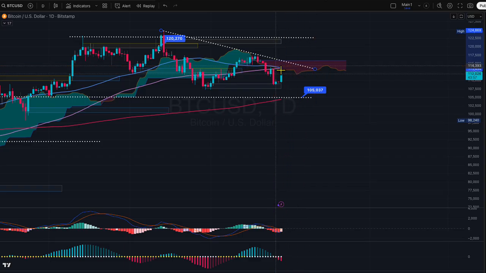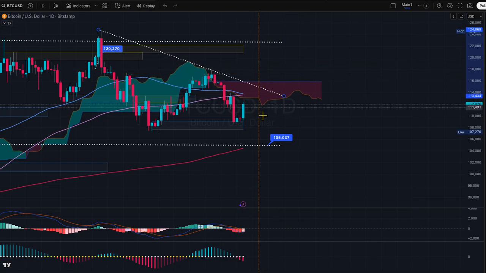Because the 50 SMA is trying to cross the 100 SMA, folks. Okay, this is not looking good. If that happens, then Bitcoin is going to go lower, and conditions are lining up bearish here, you can see right here, bearish. So it looks like Bitcoin wants to push lower after the rejection.